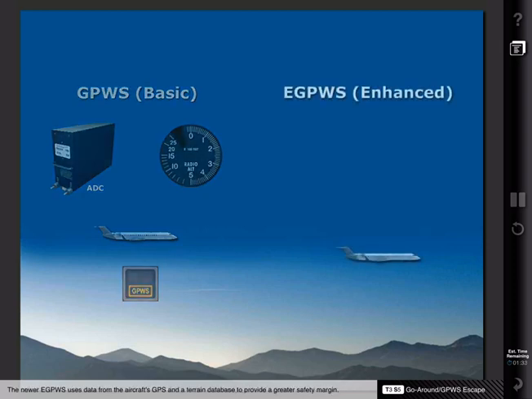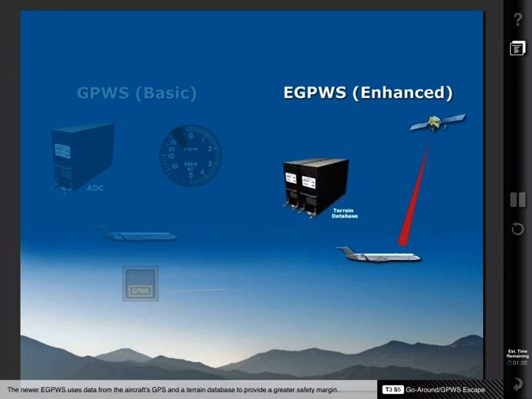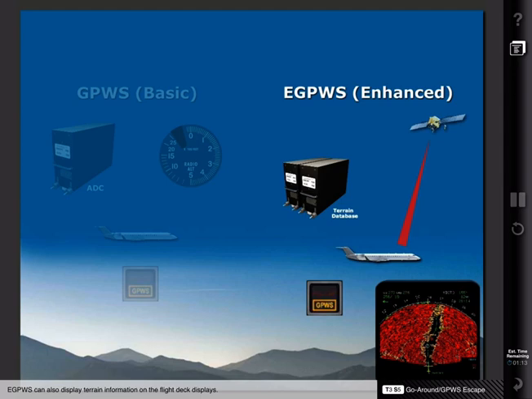The newer eGPWS uses data from the aircraft's GPS and a terrain database to provide a greater safety margin. The system increases warning times and can provide improved situational awareness by providing a more comprehensive set of cautions and warnings. eGPWS can also display terrain information on the flight deck displays.